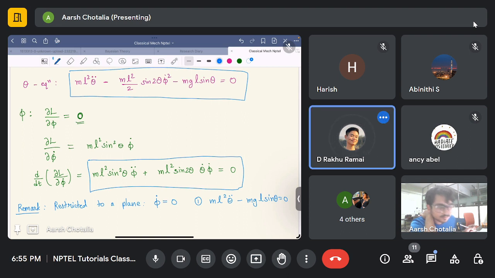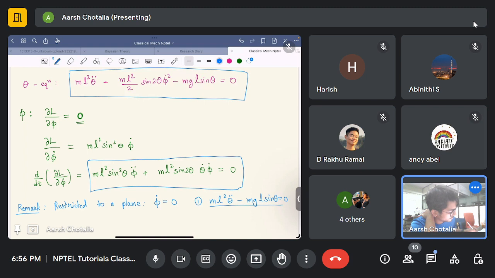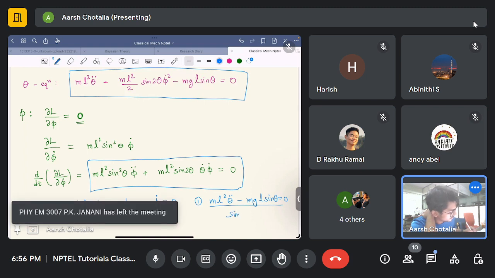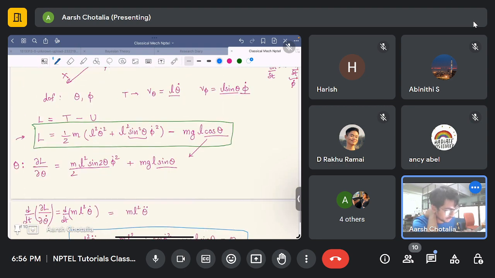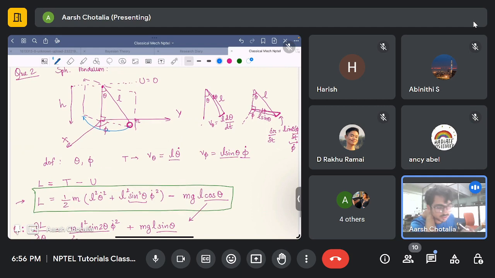I forgot right now. Okay, that's okay. It's the equation of a simple pendulum, right? This is the simple pendulum. And so we have recovered the equation of the simple pendulum as we should have, because we are restricted to a plane, so it becomes a simple pendulum.